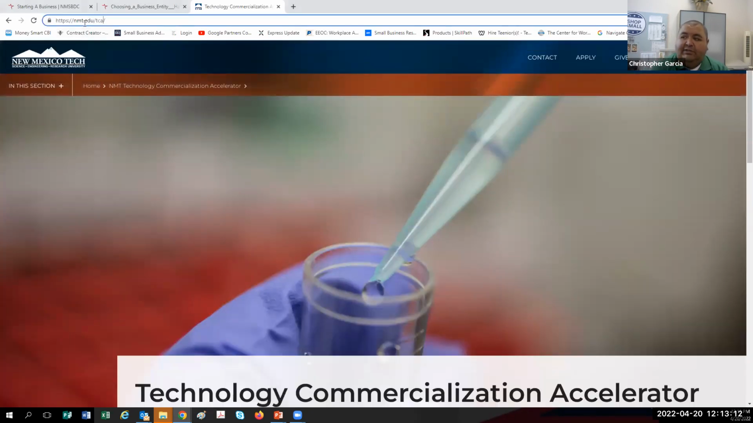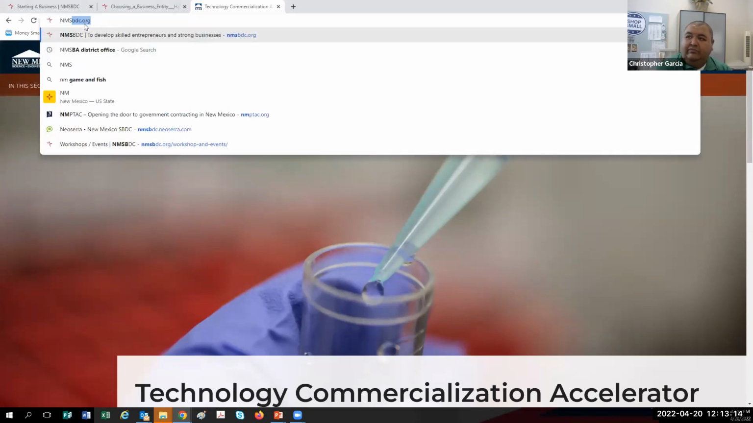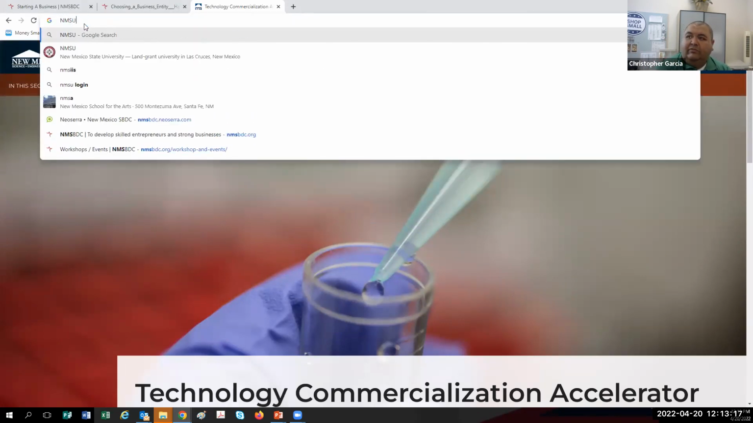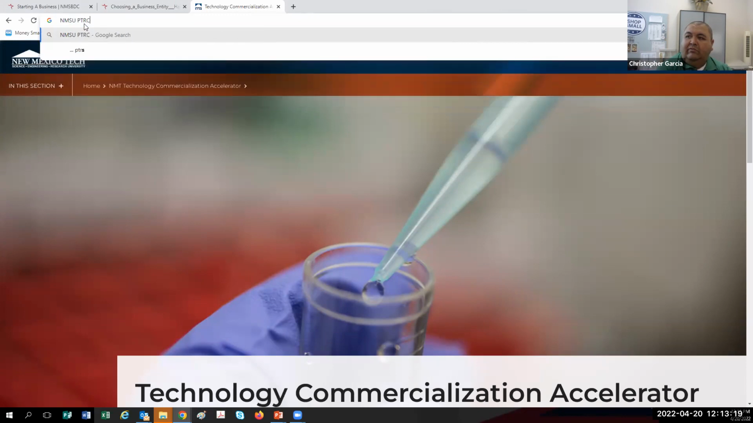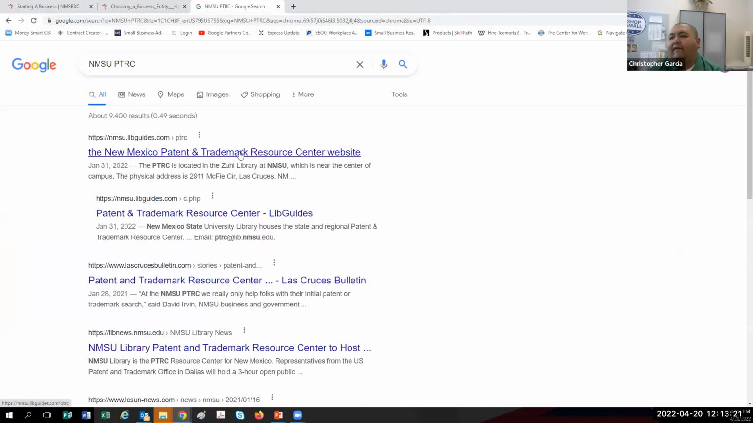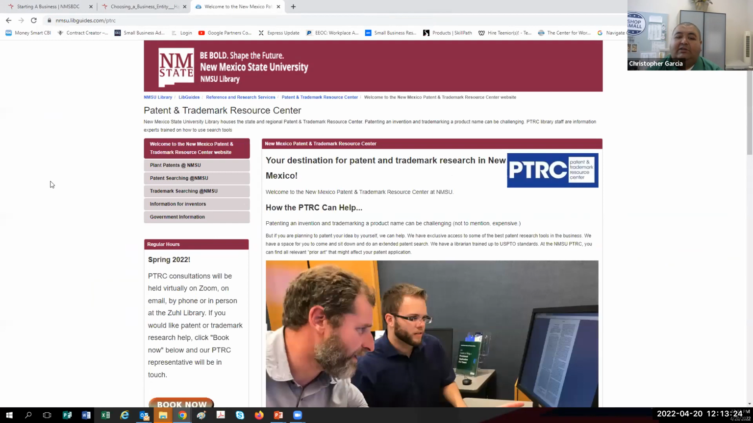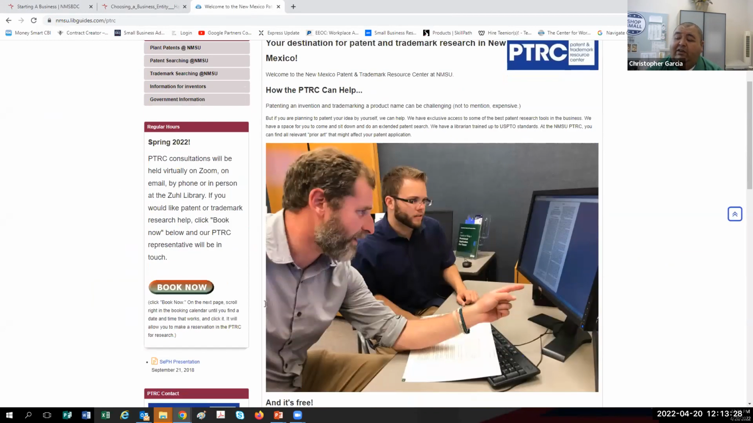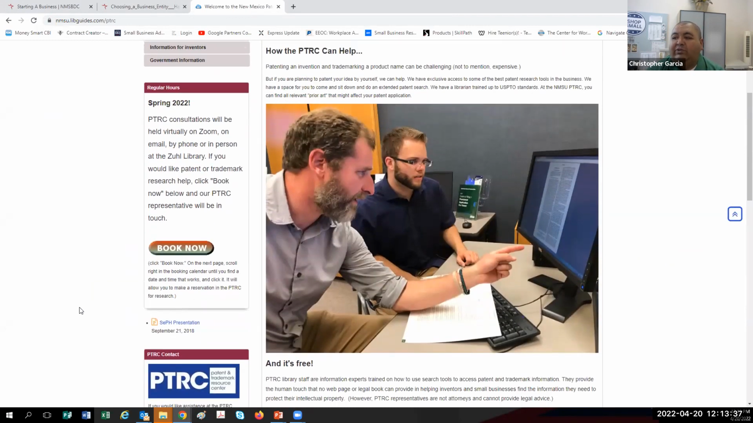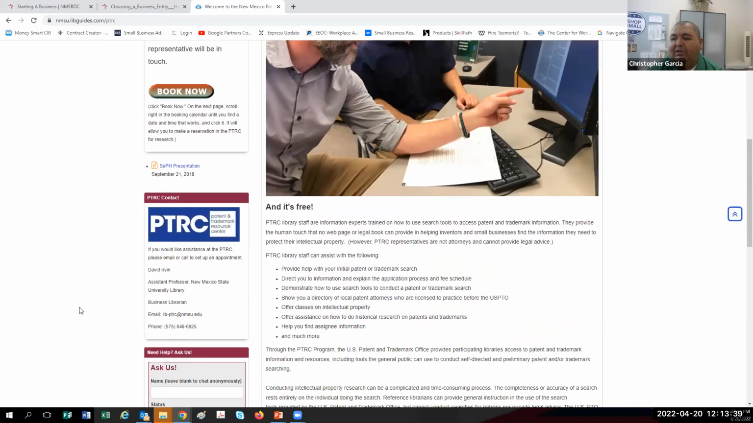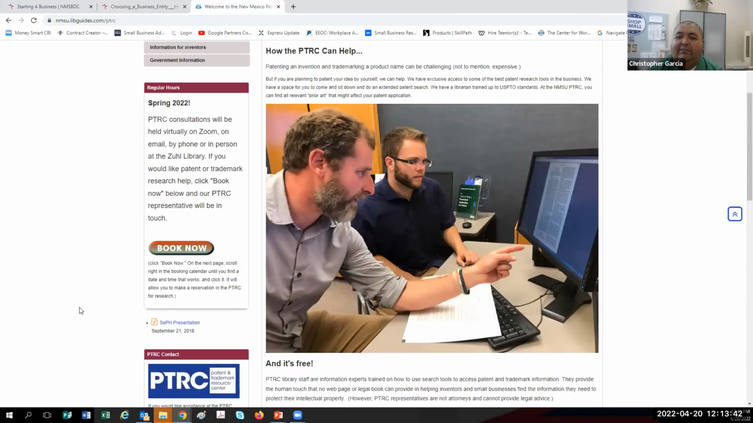And then there's the NMSU, the New Mexico State University Patent and Trademark Resource Center. It's staffed by David Irvin. David Irvin is a wealth of information, and he could help you find that information related to intellectual property on the databases. The databases are hard to use, and you have people like Estefanita, David Irvin, and me to help you navigate those databases.